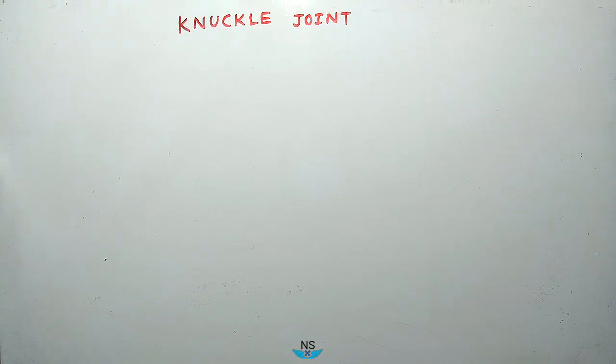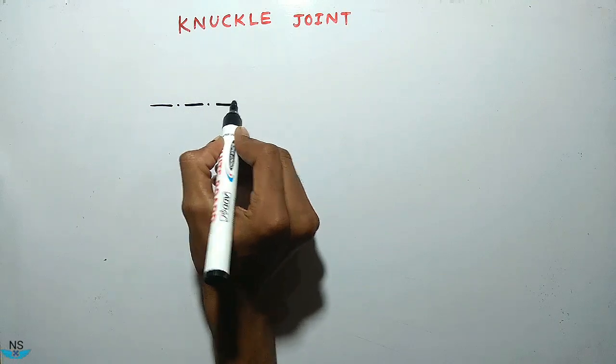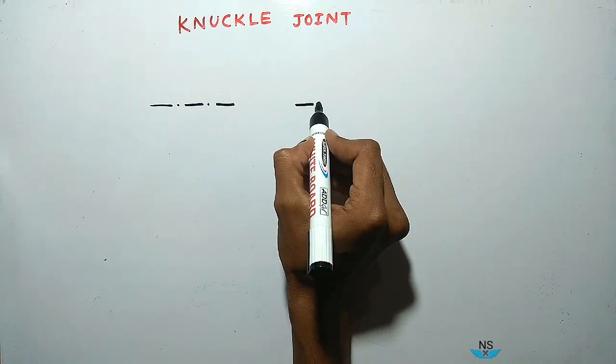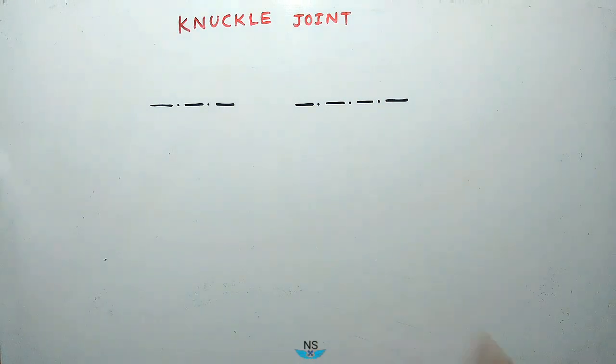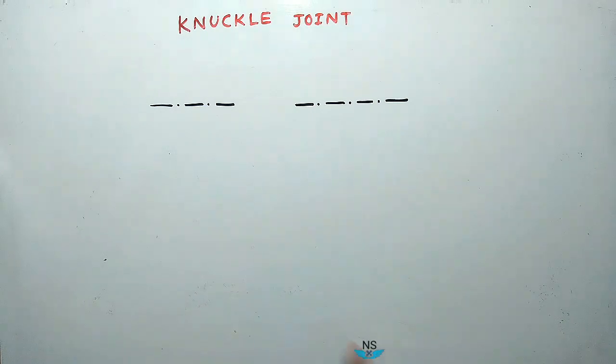Now let us see the second type of joint, that is knuckle joint. Now what is knuckle joint? So knuckle joint is used to connect two rods whose axes either coincide. Means if this is the axis of one part or one rod, then the axis of the second rod coincides with the axis of this rod. So these two axes coincide with each other.